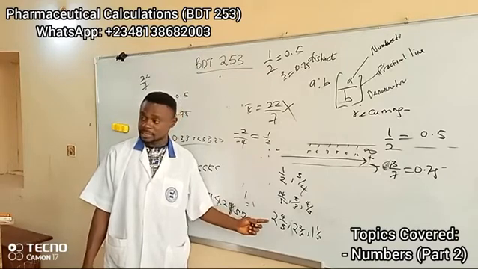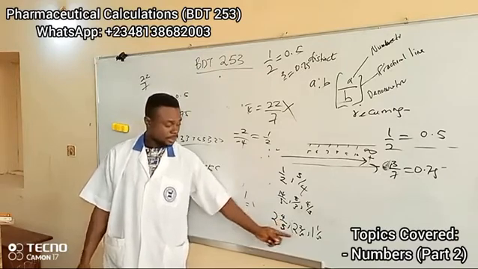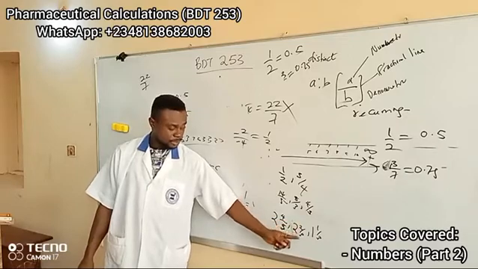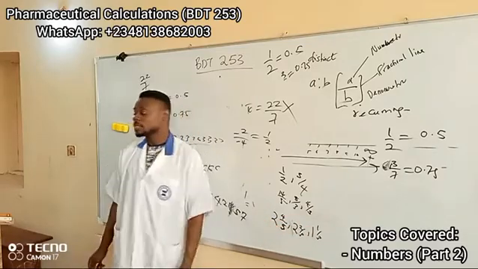This times this is what? 10. Plus 4 is what? 14. This times this is what? 6. Plus 2? 8. This times this? 3. 4. Is it clear?